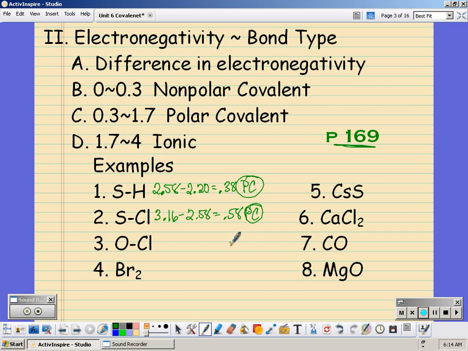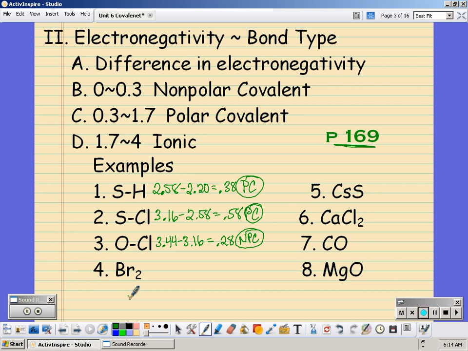Oxygen and chlorine. Again, we already know that chlorine is 3.16, so now we're going to look at oxygen. Oxygen is 3.44. We take the large value minus the small value, and we get 0.28. 0.28 falls between 0 and 0.3, so this is actually nonpolar covalent, and they would share their valence electrons equally.